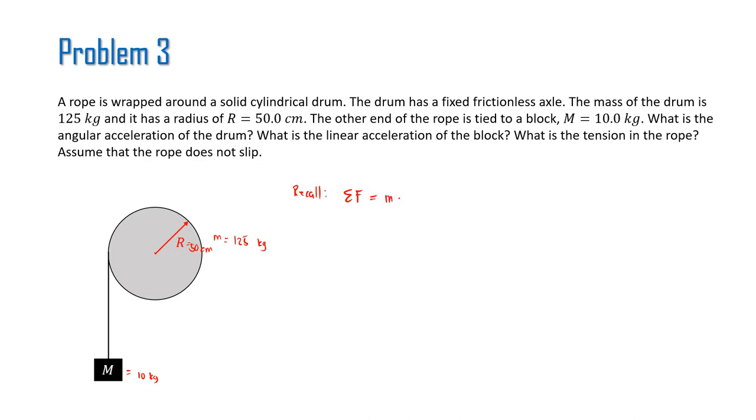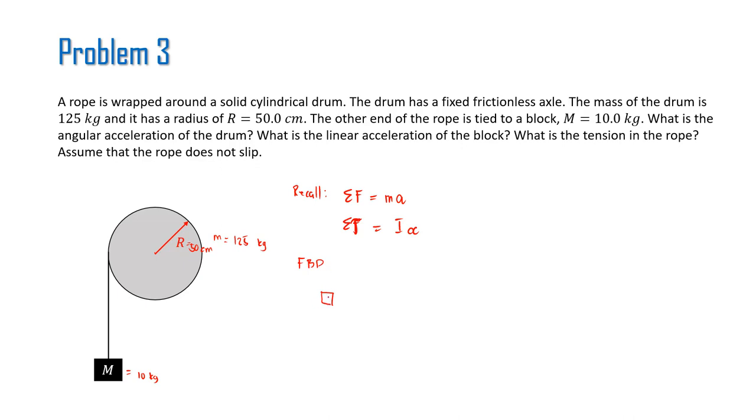So we have summation of F equals ma. And then for the rotational version, we have torque is equal to I alpha. In order to derive the correct equations, we need to draw the free body diagram for each object. So for example, the free body diagram for the block of wood.